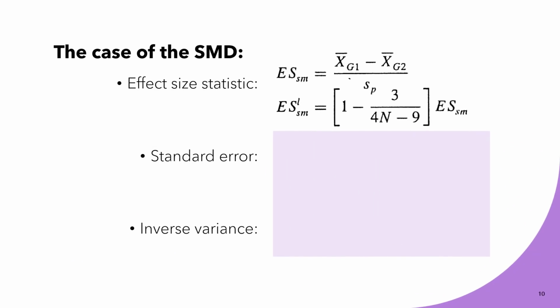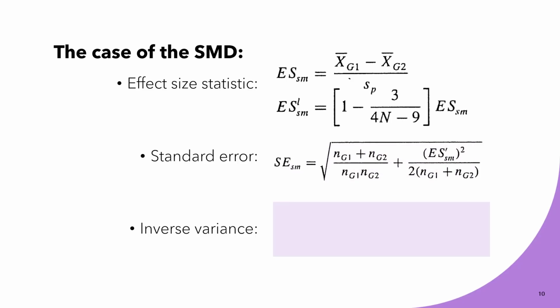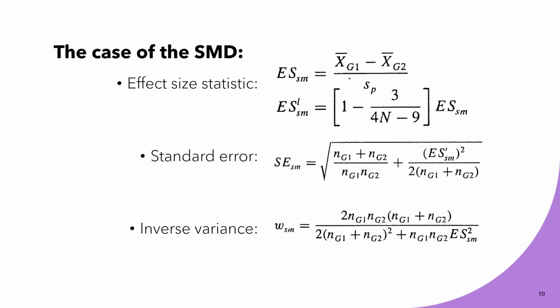In the case of the standardized mean difference, you've got equations that look like this: the standard error and the inverse variance. These are much more complicated than the r formula, and as I've discussed in previous talks, they actually include the effect size as part of the weights. So this is a little weird, but that's the way they work.